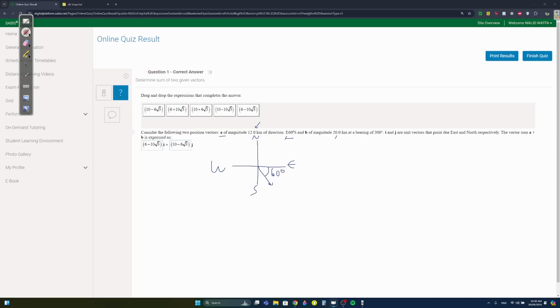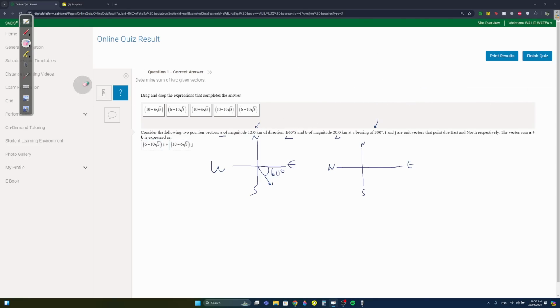And then we have B, which has a magnitude of 20, and its bearing is 300. Remember, the bearing starts at north. Bearings start at north and go clockwise. But the normal angles that we use for vectors start at the x-axis and go up counterclockwise. Okay, just a quick reminder.